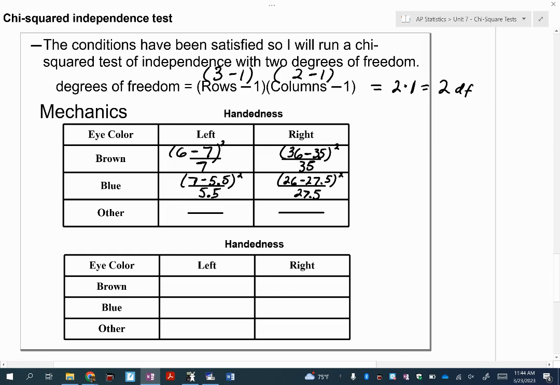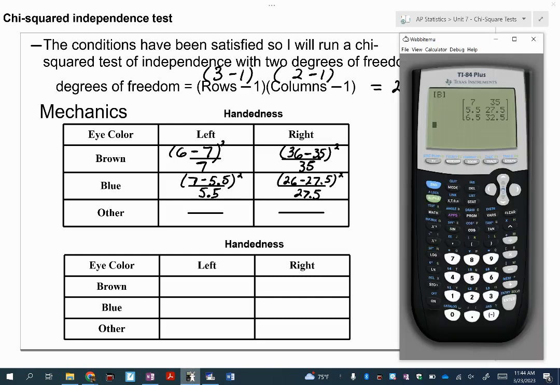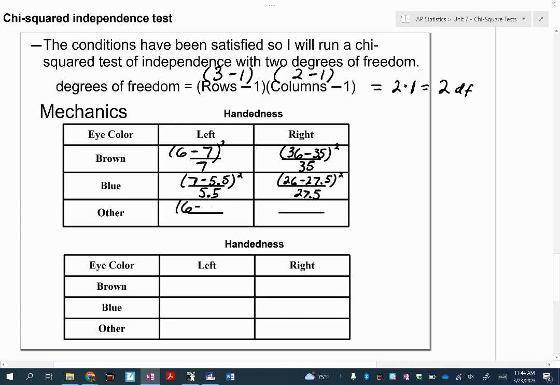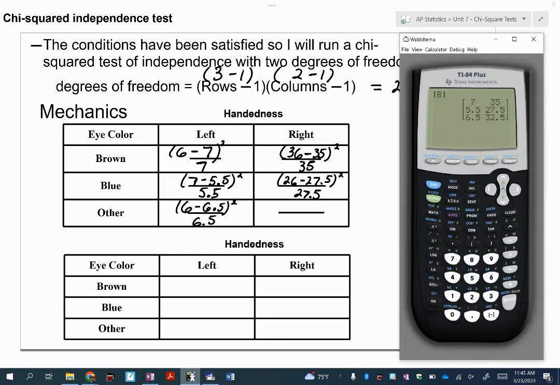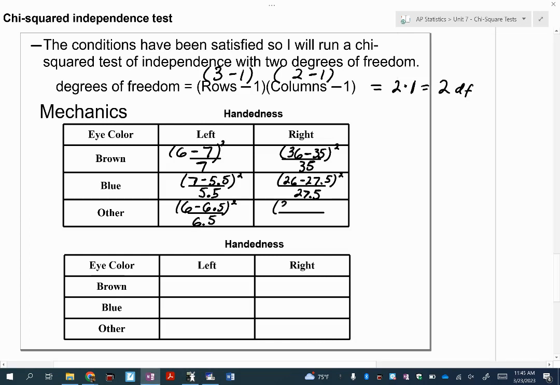And then for our students that do not have brown or blue eyes, we've got 6 minus 6.5. And the right-handed, 33 minus 32.5. All right, and again, you do get this formula on the AP exam, all right?